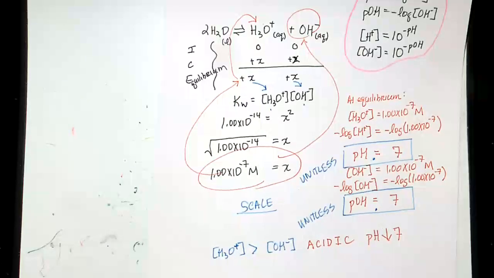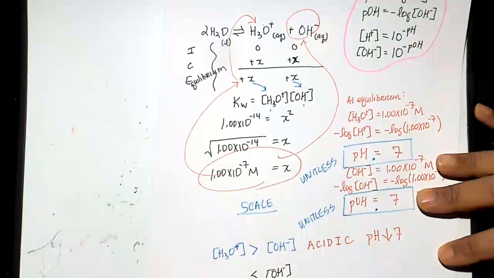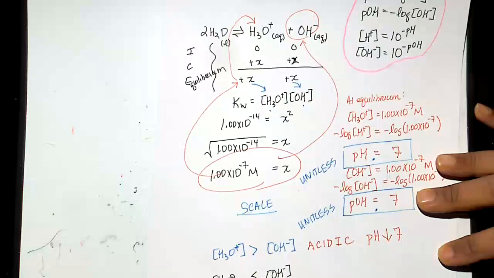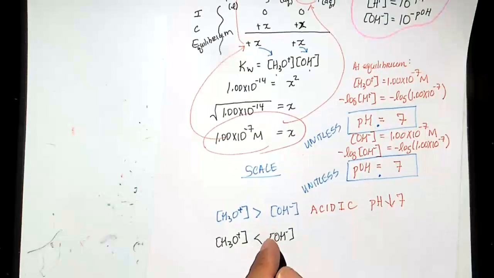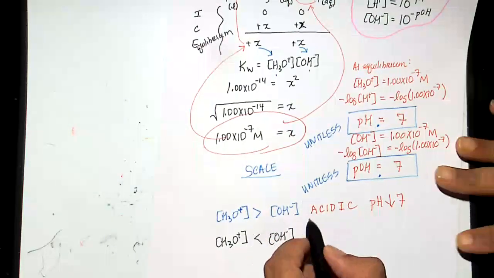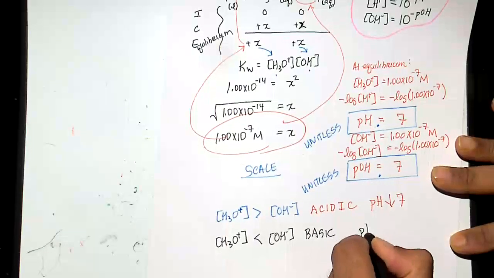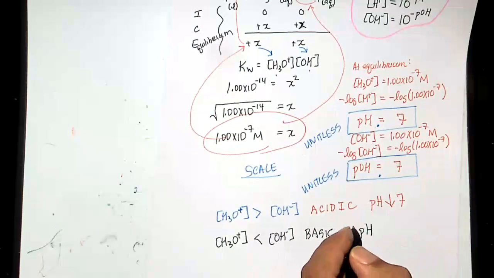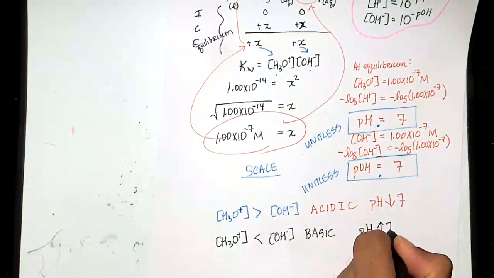What happens if your OH concentration is greater, like the opposite? Will that make you acidic or basic? Okay, basic. What will your pH be? Would it be higher than neutral 7 or lower than neutral 7? Okay, it will be higher than 7.